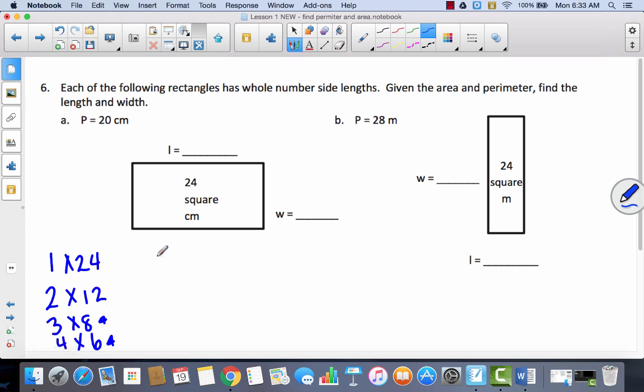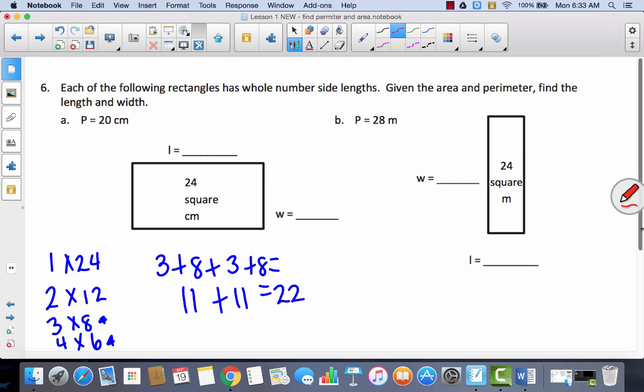So I'm going to try these. So 3 plus 8 plus 3 plus 8. And I'm hoping that I get 20. Well, 3 plus 8 is 11, plus 11 equals 22. So what that tells me is 3 and 8 are not the length and the width. So now I'm going to try 4 and 6. I'm pretty sure this is it because this is all that's left, but I'm going to try it anyways.